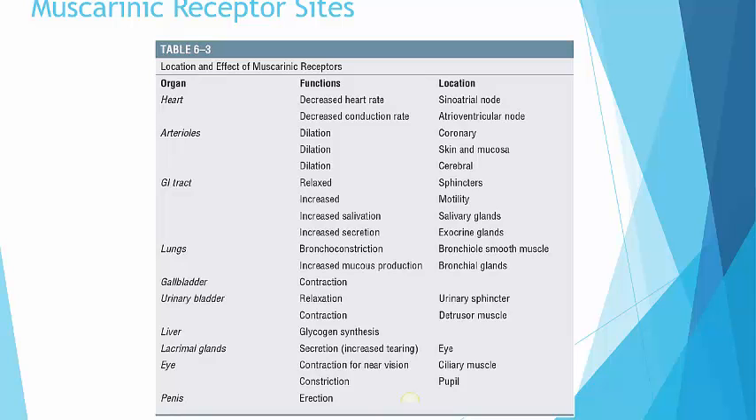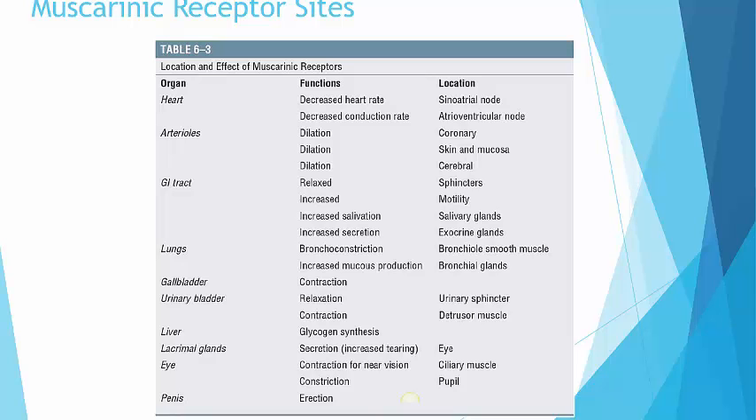Your muscarinic, which is where we're primarily concerned with it, are going to be found in your organs throughout the body, and these are responsible for promoting that parasympathetic response. These are going to be in your heart, and you will see them as a decreased heart rate. And this one's located specifically in the sinoatrial node. You're going to have decreased conduction rate. This is going to be in the AV node. You'll see it in your arterioles, where you have dilation of your coronary, your skin mucosa, and your cerebral arteries.